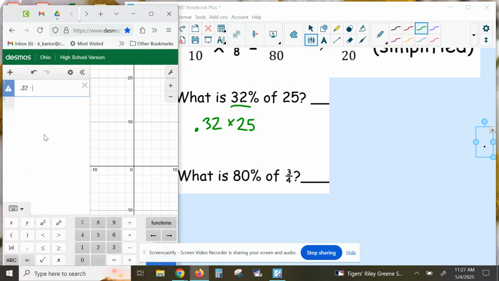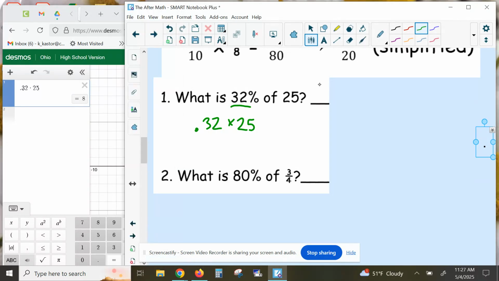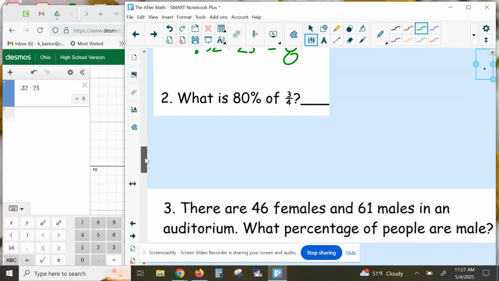times 25, and we get 8 as our answer. So we have 8. What is 80% of 3/4? So that is 0.8 times 3/4. If we change that, that's going to be an 8/10 times a 3/4.